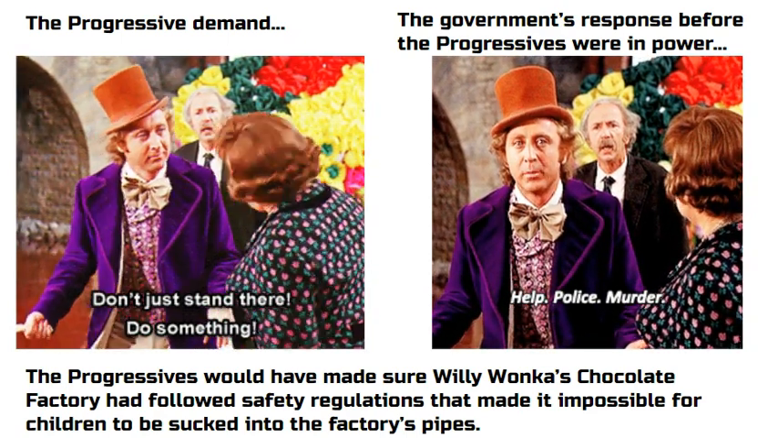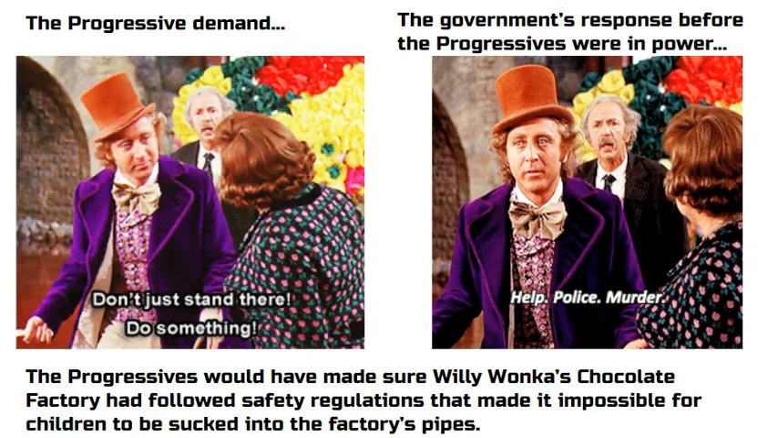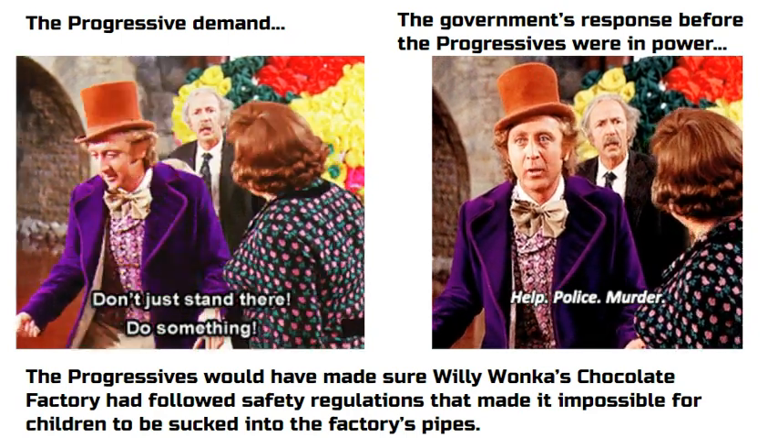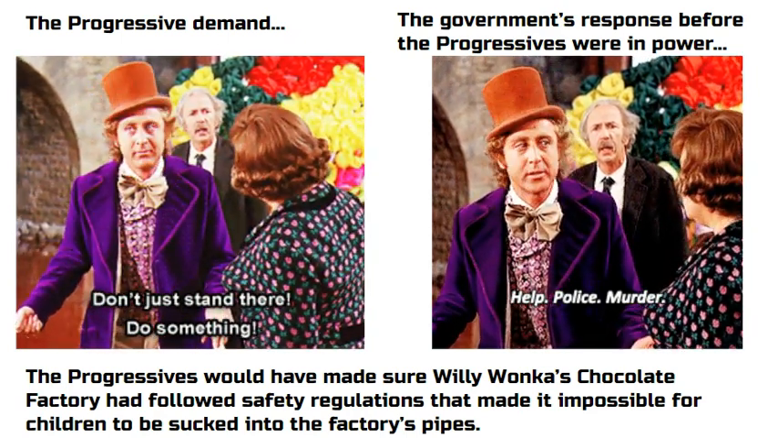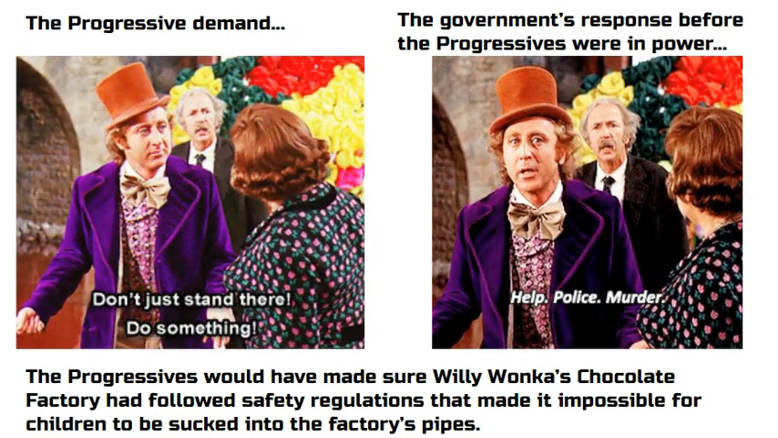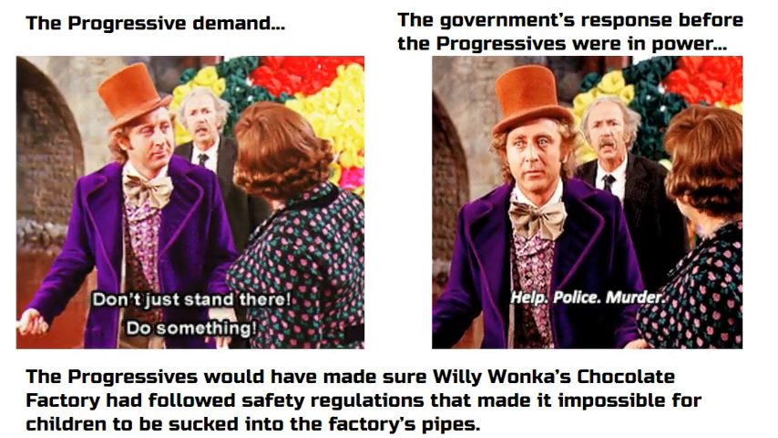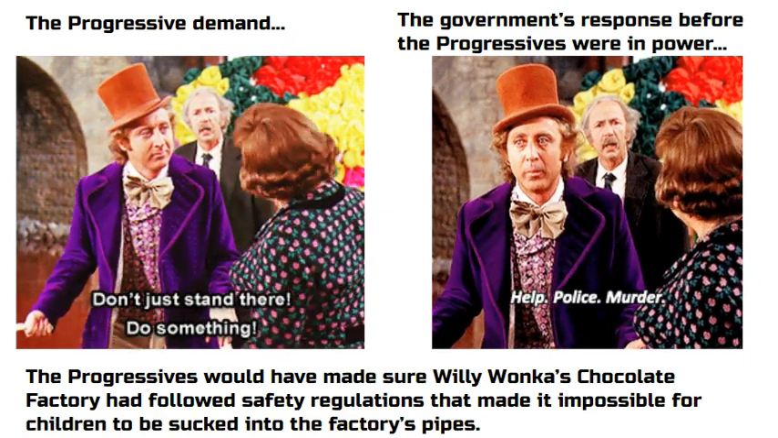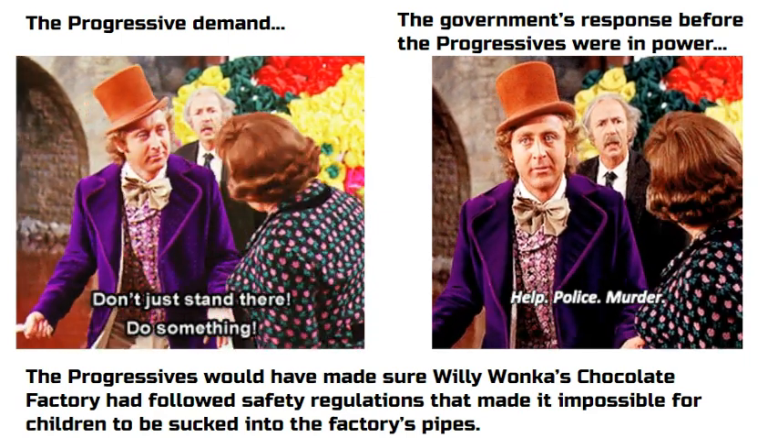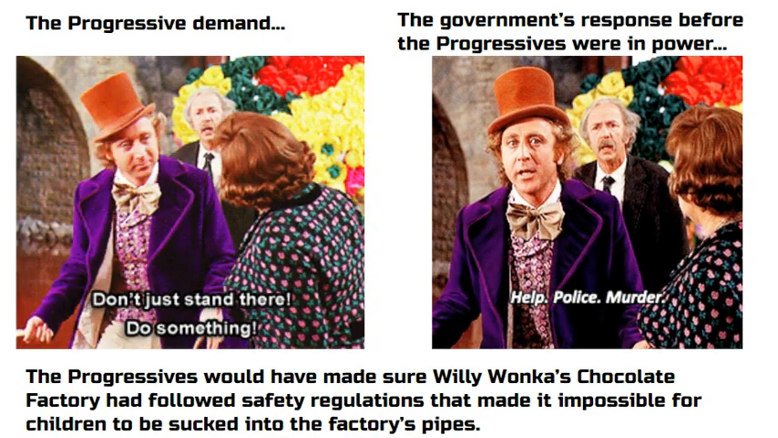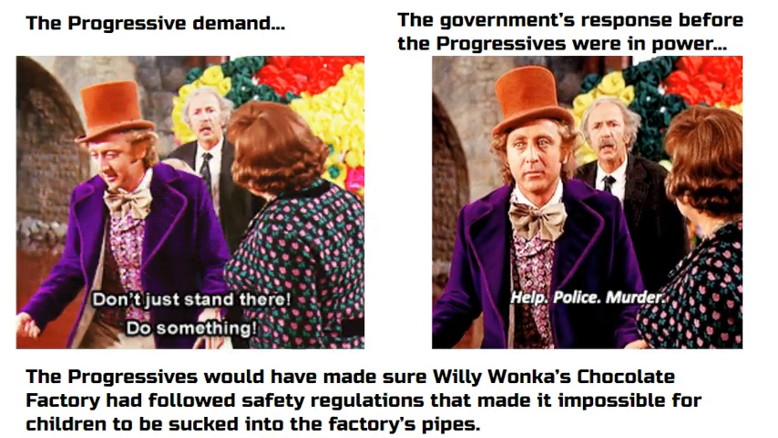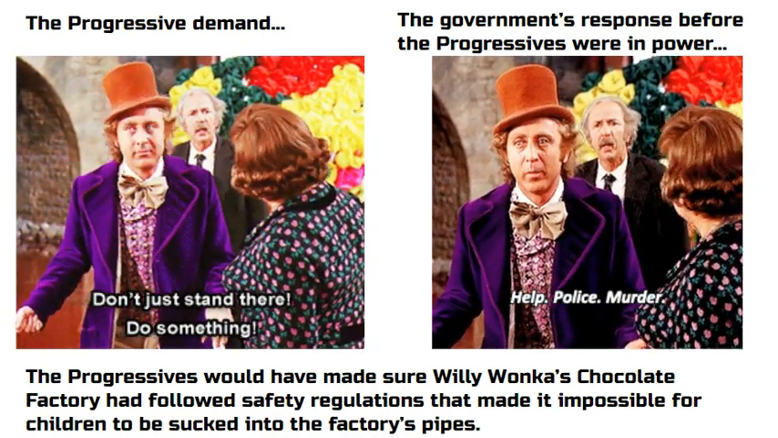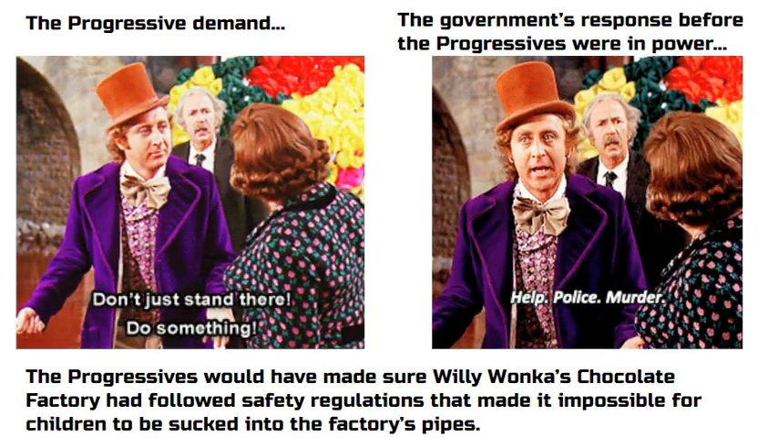Before the progressives, the government was kind of unresponsive, very low energy. But in this case, the progressives would have made sure Willy Wonka's chocolate factory had followed safety regulations that made it impossible for children to be sucked into the factory's pipes. Although if we had progressives back then there had to be some other way for Augustus Gloop to be removed from the story. So maybe it was a good thing they weren't there.